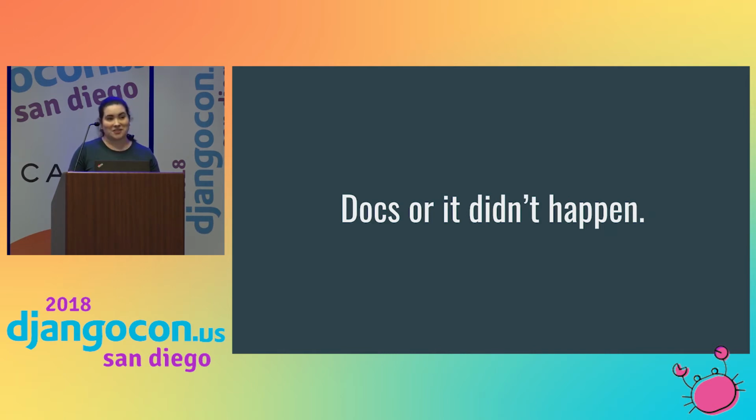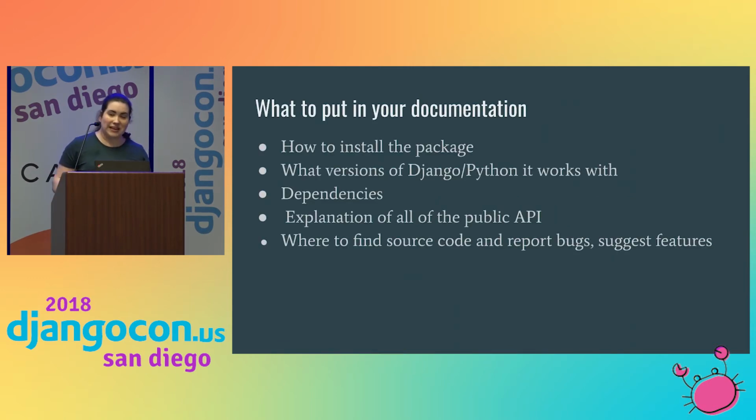And I want to remind you that docstrings are not documentation. Auto-generated documentation is not documentation. And code is not documentation. Documentation is at minimum full sentences in a human language telling your users the following: how to install your package, what versions of Django and Python it works with, what the dependencies are, even if they're automatically installed, all of your app's public API, all of its models, views, and forms, what they're for, what they do, and what the user is expected to do with them, and also how to install the app in their project, and how the user should change their settings and their config items to make your package work. You should also include where to find source code and report bugs and suggest features.